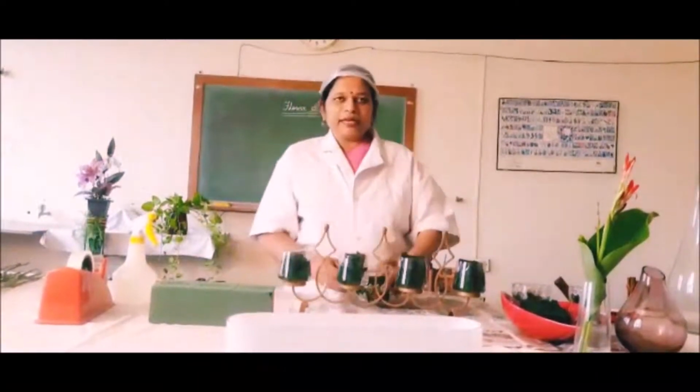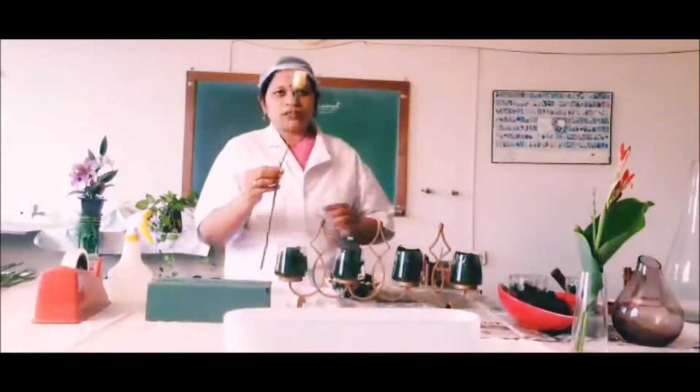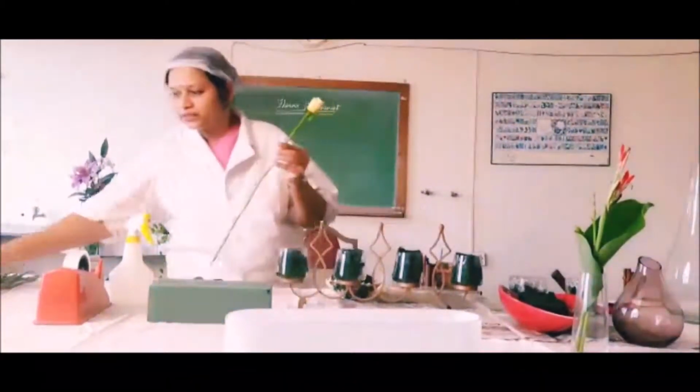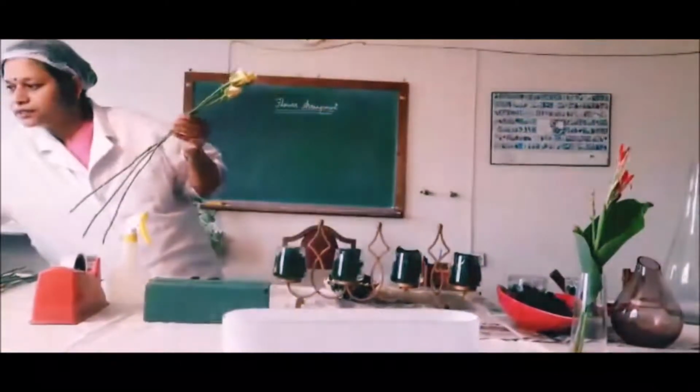The second arrangement is a boat shape arrangement which can go on any of the coffee tables or any of the center tables. I am choosing roses to make this arrangement. Just 3 roses with a few garnishes.